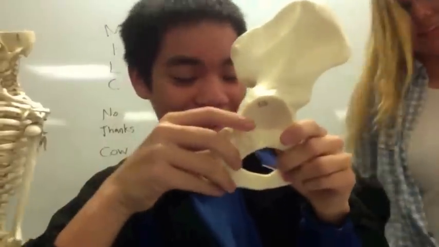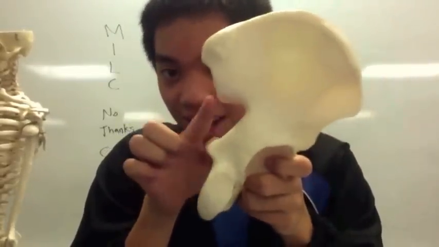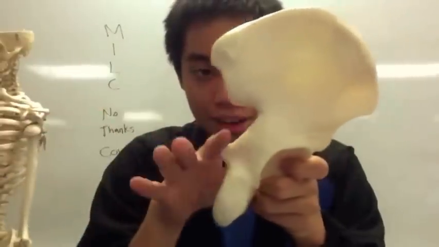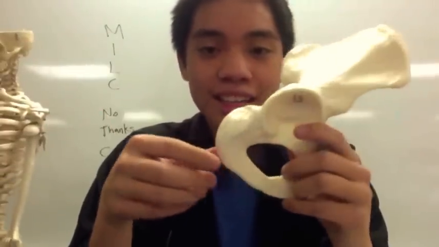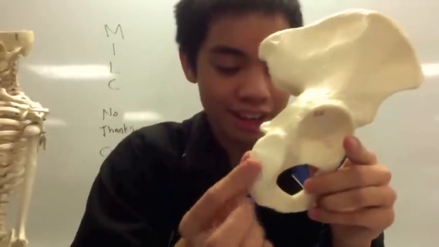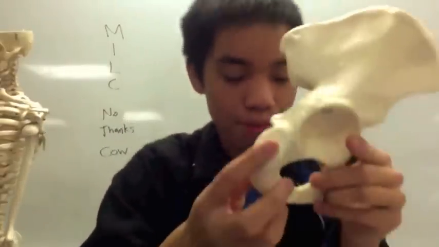This is the ischium right here. You have the ischial spine, which is this bump right here. Under the ischial spine is the lesser sciatic notch. So there's the greater sciatic notch because it's a deeper curvature. This lesser curvature is the lesser sciatic notch. Then this fat portion right here is called the ischial tuberosity.